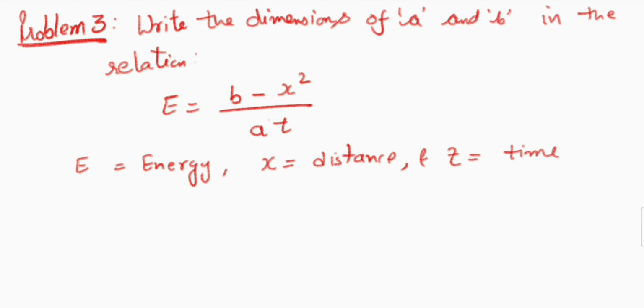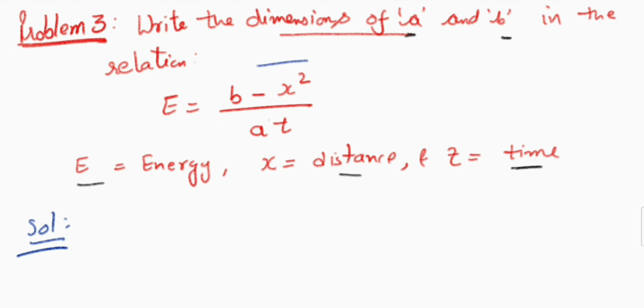Now let's do one more question related to the same concept. In this question we have to write the dimensions of A and B, and the relation is E is equal to (B minus x squared) divided by AT. Here E is the energy, x is distance and T is the time.